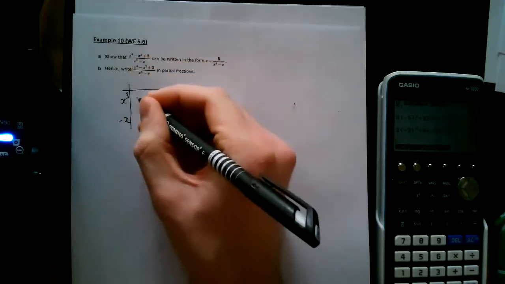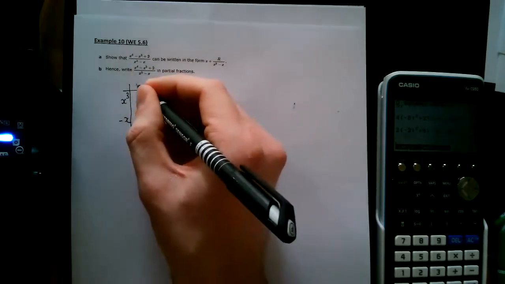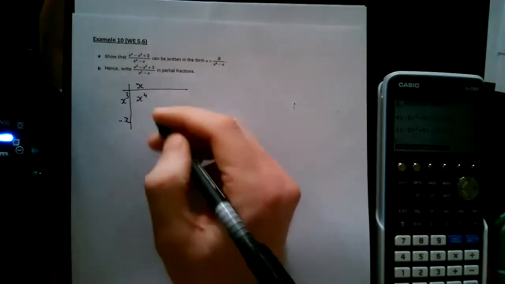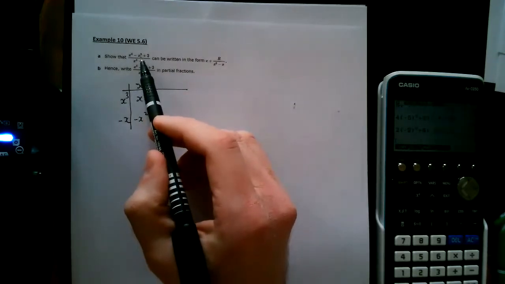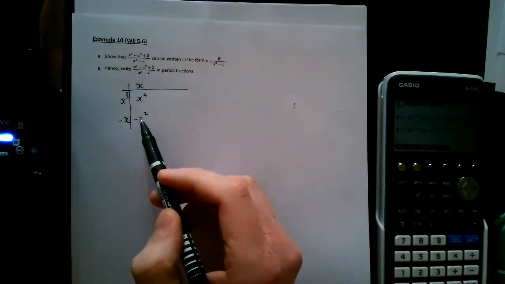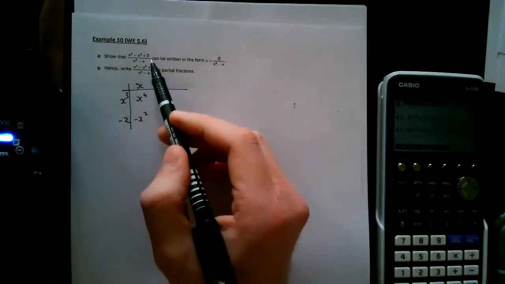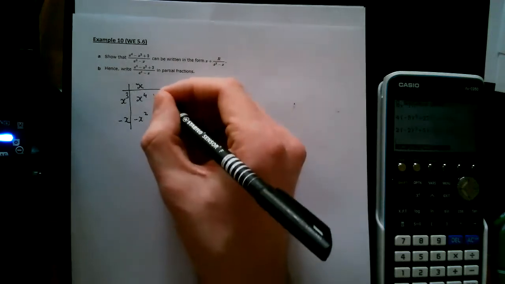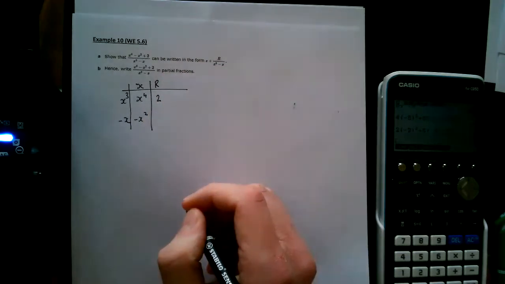I'm dividing x to the 4 first of all. So x cubed times something gives me x to the 4. An x times minus x gives me minus x squared. Now I wanted a minus x squared, so that's done. So I've got the x to the 4 in there, I've got the minus x squared in there. The next thing is I need the 2, so that means I'm going to have a remainder of 2.